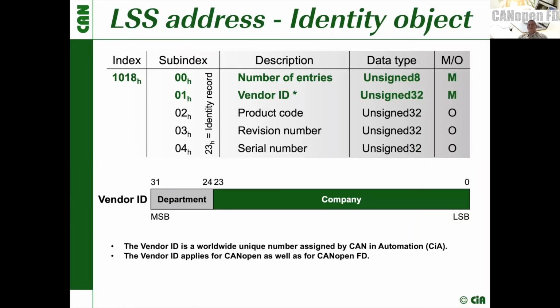The basis for layer setting services is the information hosted in the so-called identity object. It's object 1018, introduced and mandatory in classic CANopen, but it applies also to CANopen FD. The vendor ID is a worldwide unique number assigned by CAN in Automation. The vendor ID applies in the CANopen environment as well as in the CANopen FD environment, and it describes you as a unique manufacturer worldwide.